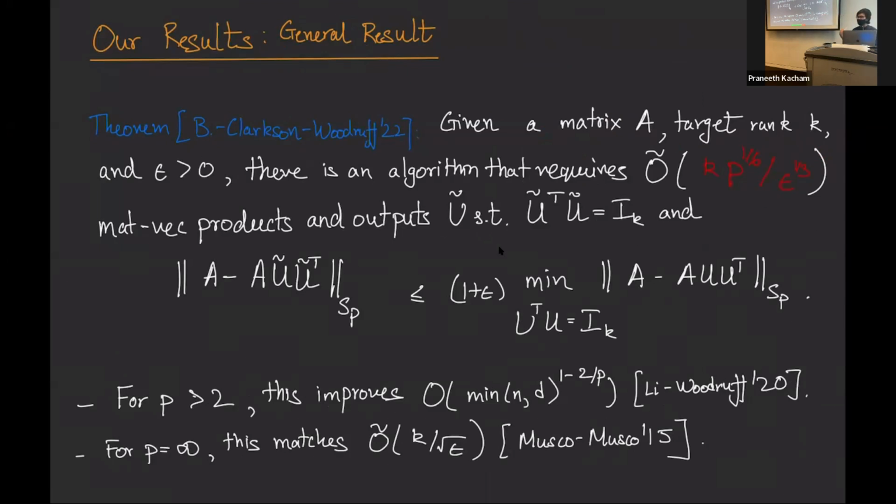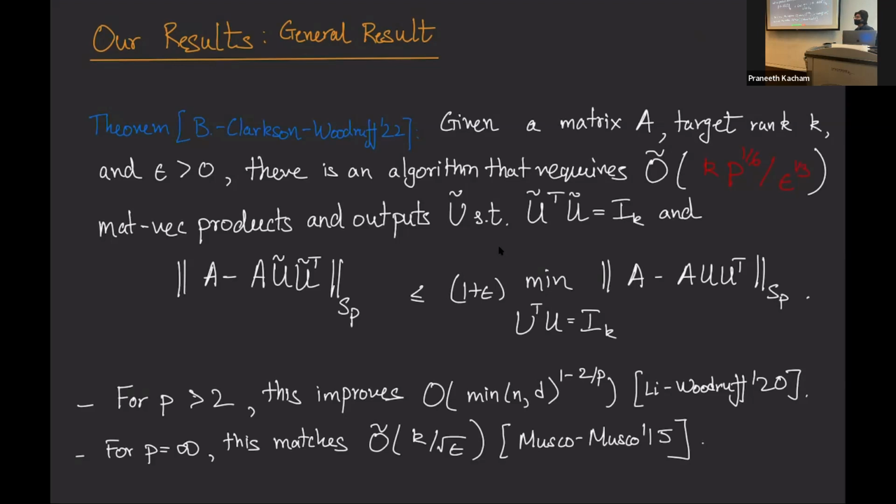Okay, and finally, for the special case of spectral norm, which is like p equals infinity, we get a bound even for this case, even though naively you can't plug in p equals infinity as mentioned in this result. But if you set p to be log n over epsilon, you can recover this k over root epsilon bound.